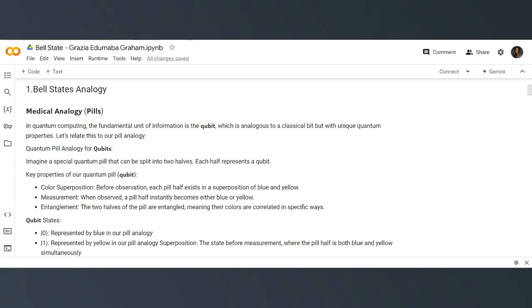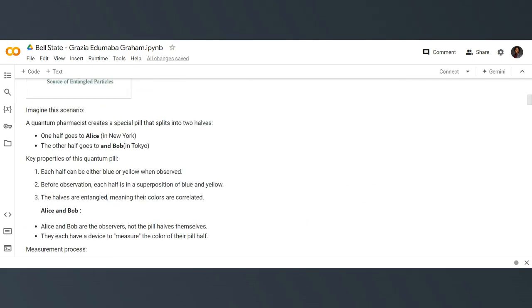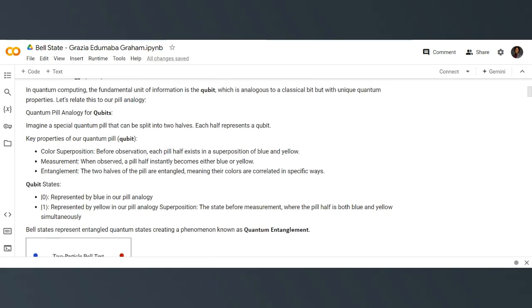So let's take note of some of the key properties of our quantum pill, in this case the qubit we'll be using. The color represents the superposition. Before observation, each pill half exists in a superposition of blue and yellow. Then, when measured, each pill half instantly becomes either yellow or blue. Entanglement is when the two halves of the pill are entangled, meaning their colors are correlated in specific ways.